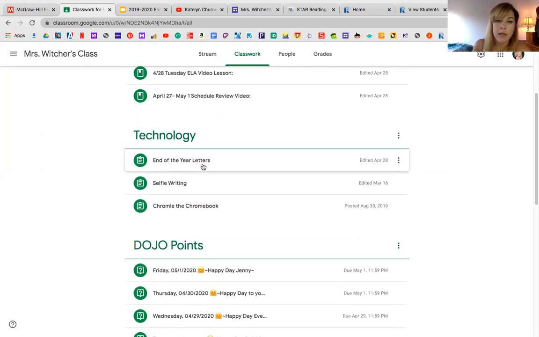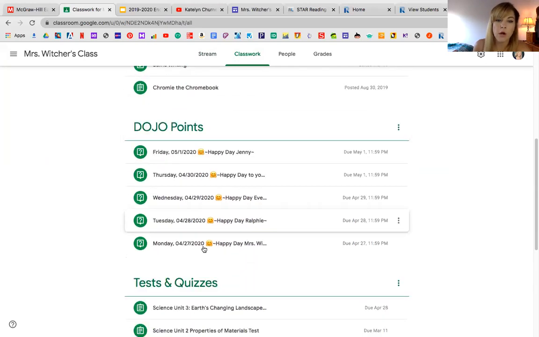Technology is where you will find the end of the year letters and your selfie writing. And then this is where I'll be posting Dojo points. Keep in mind, this is participation. So not only are you getting Dojo points, but you're actually getting points for participating in classroom discussions, which is part of the at-home learning. Okay, guys? So once again, if you have not yet started it, you need to, or else your grades are going to reflect that. Okay.